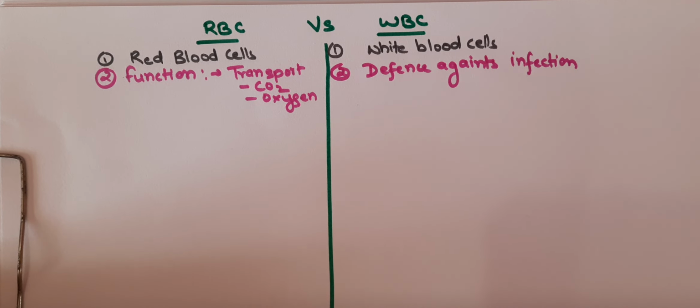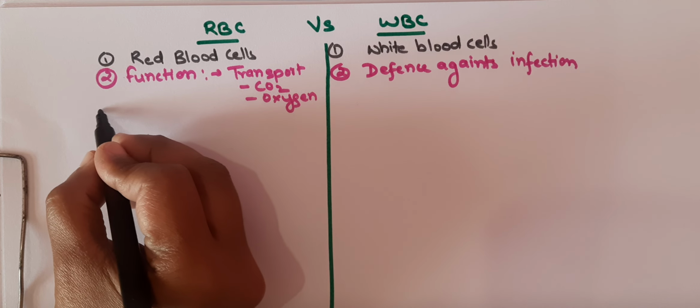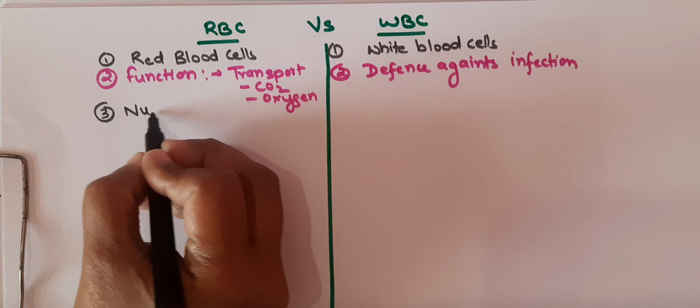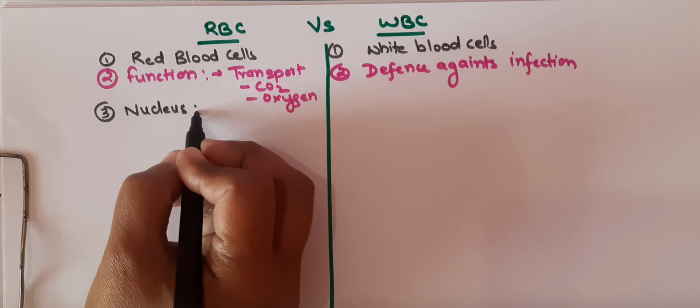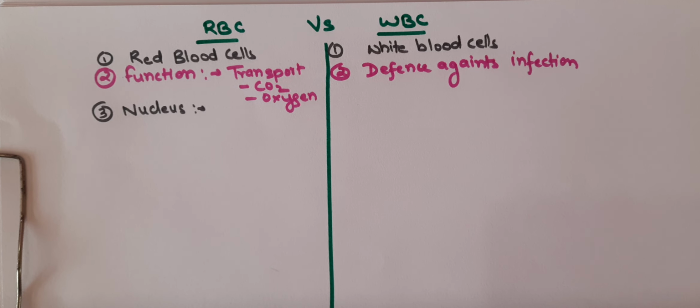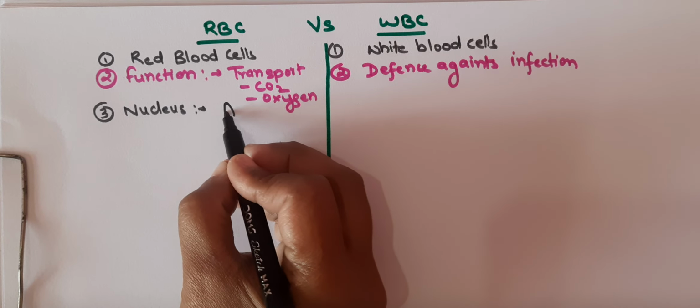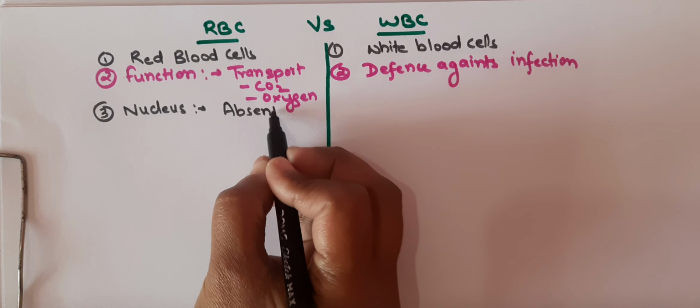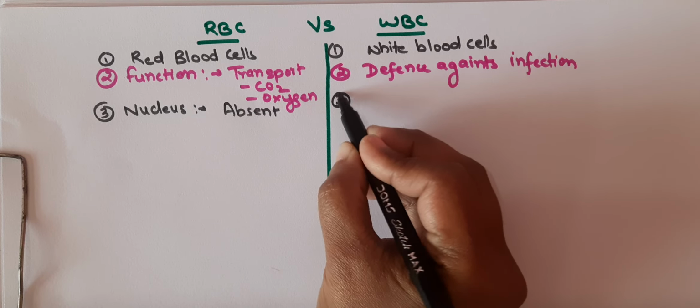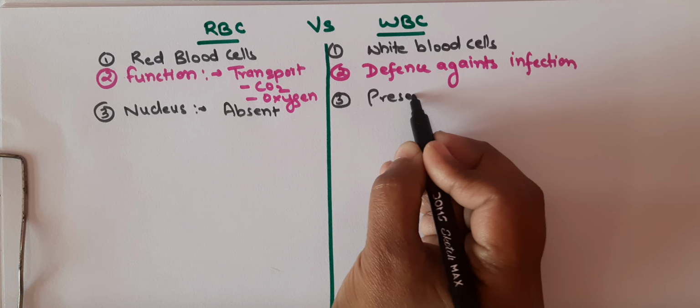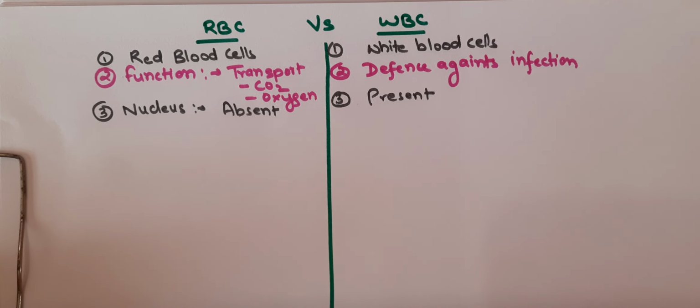Now the third difference between the two is in the nucleus. This is very important, student. This is also asked in the 1 mark question, whether the RBC will have the nucleus or not, or in which of the blood cells the nucleus is present or absent. The nucleus is absent in the case of the red blood cell. However, the nucleus is present in the case of WBC, white blood cells. So this is the third difference.